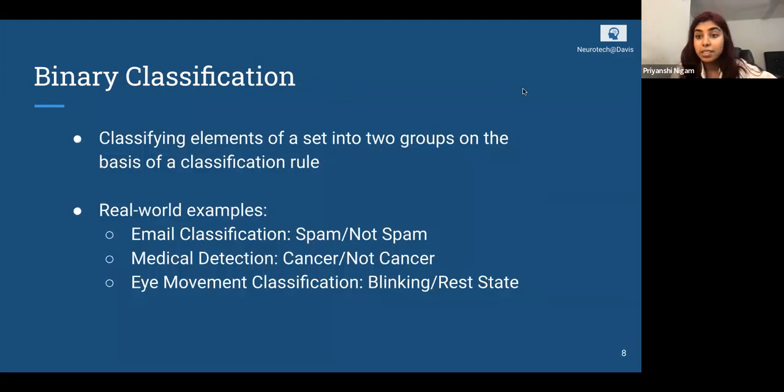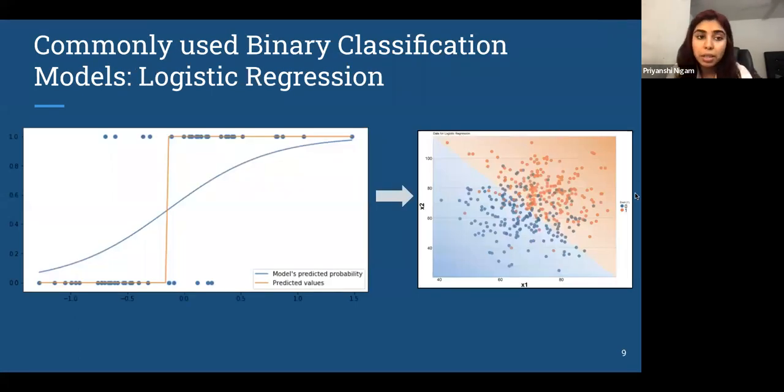Okay, binary classification. Binary classification just means classifying the elements of a set of data that you get into two groups on the basis of a classification rule. Some real world examples of this would be email classification, like we talked about before, when the model can detect whether it's spam or not spam. We could use it in a medical setting where we could detect whether certain scans look cancerous or not cancerous. Eye movement classification, like we did, whether someone's in a blinking or rest state. So let's go into some commonly used models.